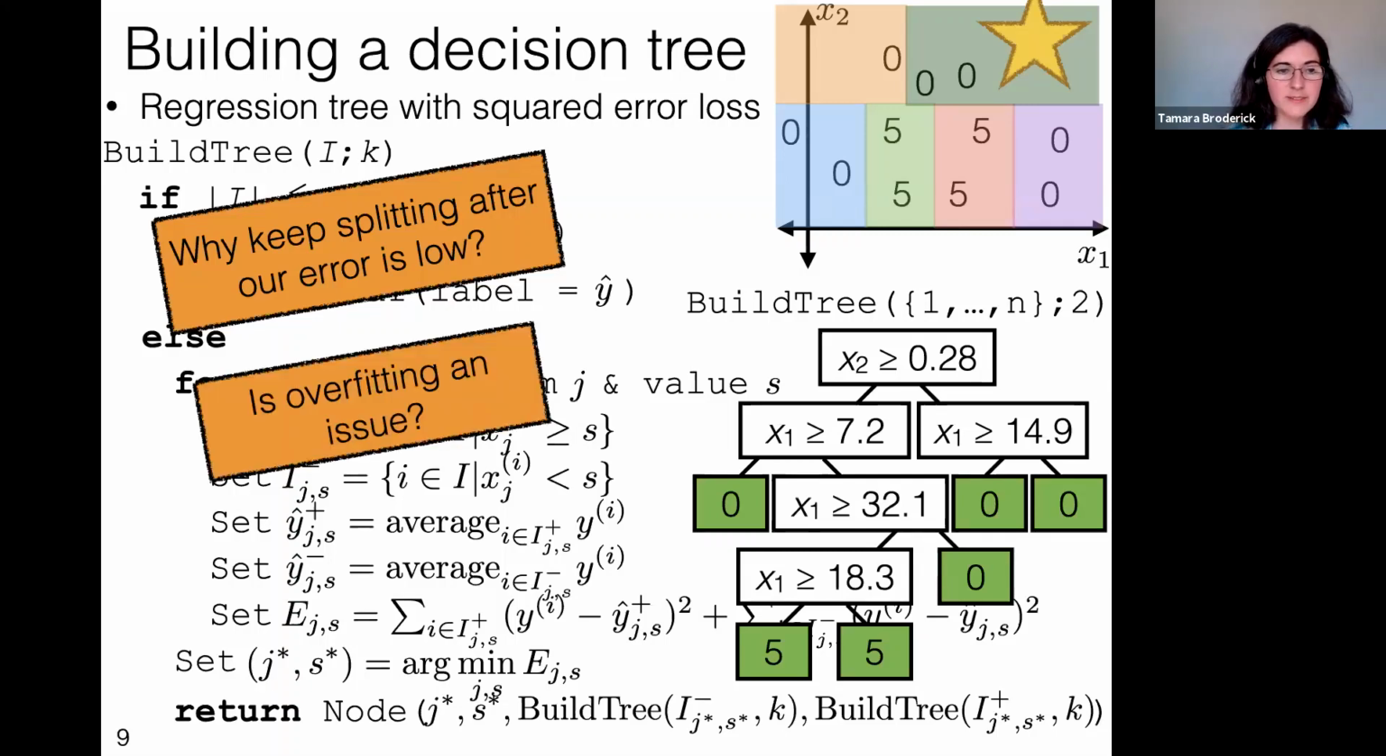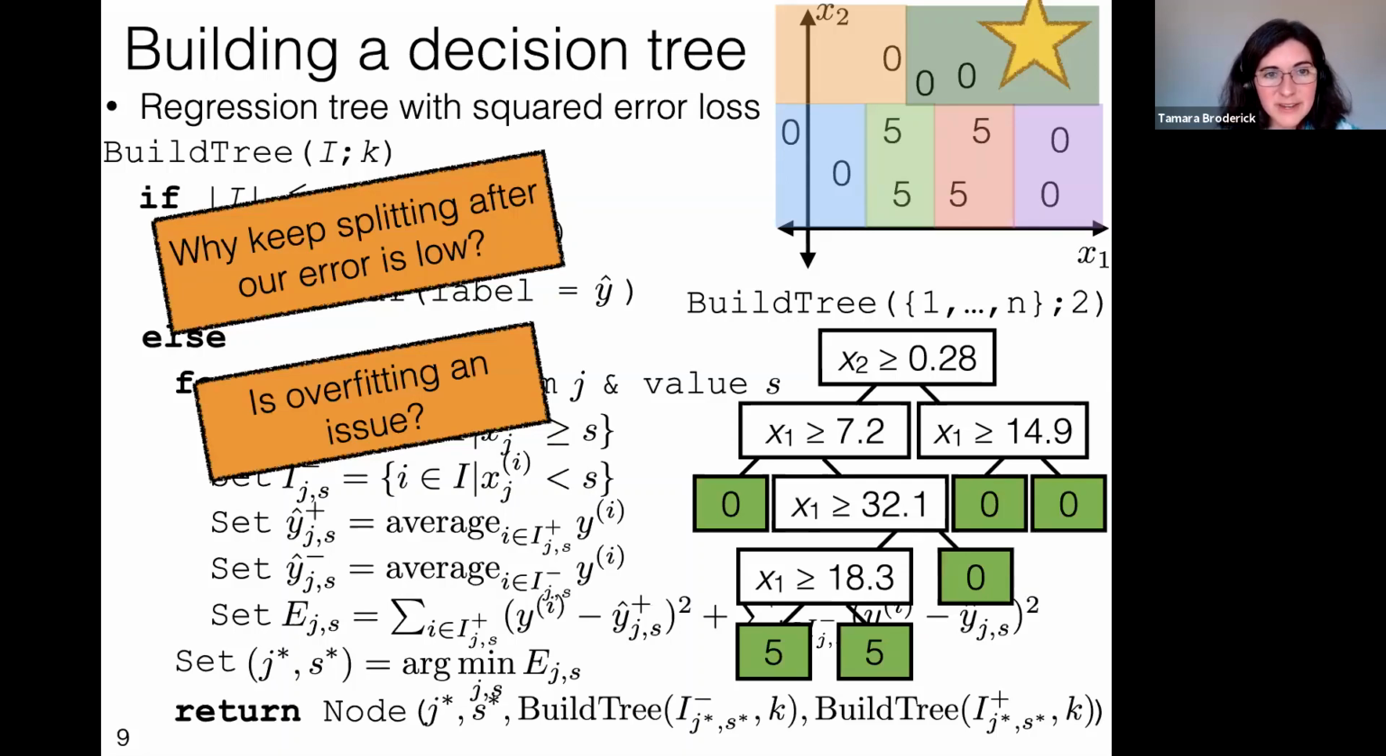A related question here is, is overfitting an issue? If you think about it, what we're doing here is getting down until we have 2 data points, and then fitting them as perfectly as possible. You can imagine if k is 1, you get down until you have 1 data point, and then you just predict exactly that data point's value, because the average of 1 data point is that point. And so it certainly seems like it would be easy to overfit in this case. So again, how about we regularize by stopping splitting after our error gets low? What if we do that?